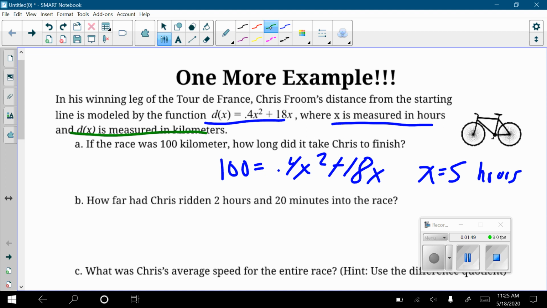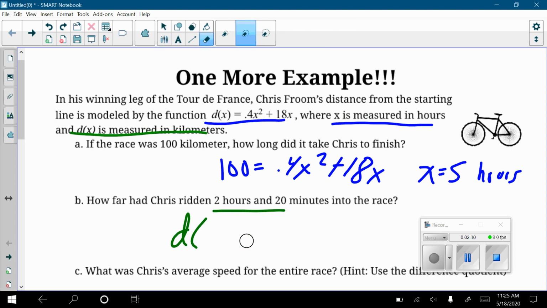Second question: how far had he ridden 2 hours and 20 minutes into the race? They're just telling me a time, asking me for distance. Nothing with speed here. So I'm going to do D, and I'm going to plug in 2 hours and 20 minutes. That's 2 1/3 hours, 2.3333. 2 1/3 is 8/3 hours. And I'm just plugging that into my function.